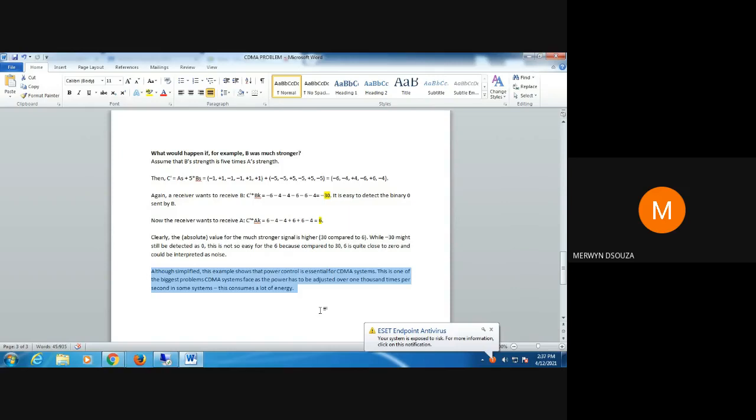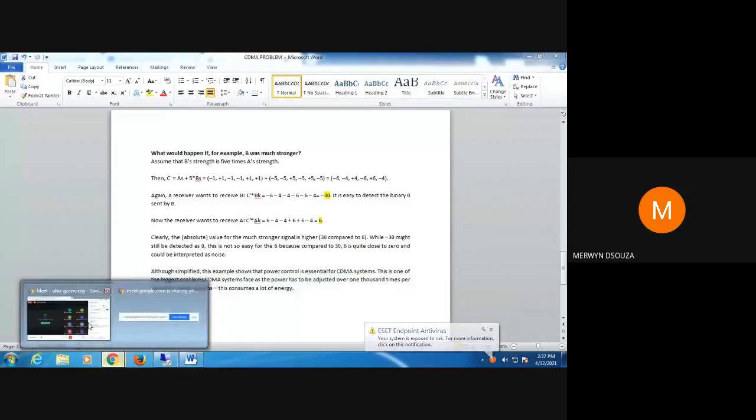So you may have to apply energy to certain stations if they are far away, if they are not close to the receiver. Getting it? Otherwise, the signals that are transmitted may be interpreted as noise. So this is what I wanted to tell you about CDMA today.